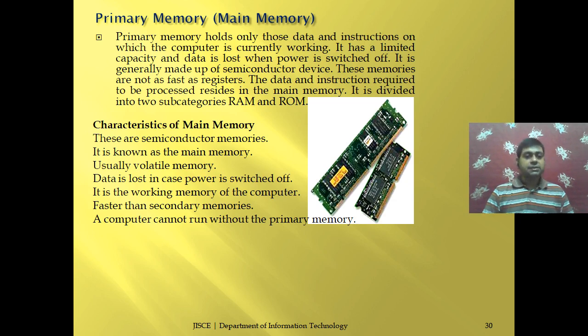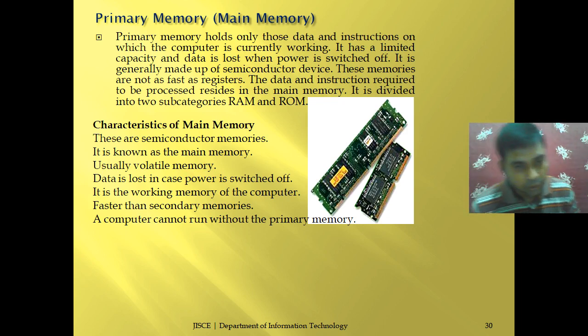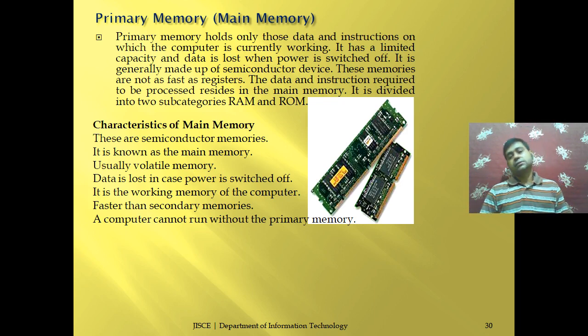Now coming to the characteristics of main memory. This is the semiconductor memory which is known as main memory, and it is usually volatile in nature, because if we switch off the computer, then all data will be lost. It is the working memory of the computer and faster than secondary memories. That means the RAM is faster than the hard disk. A computer cannot run without the primary memory.